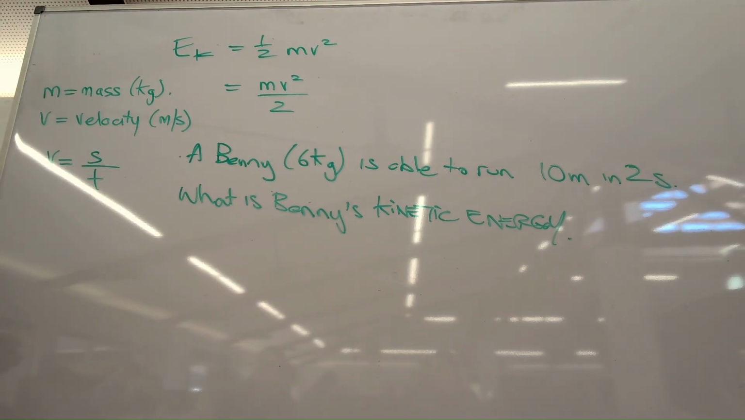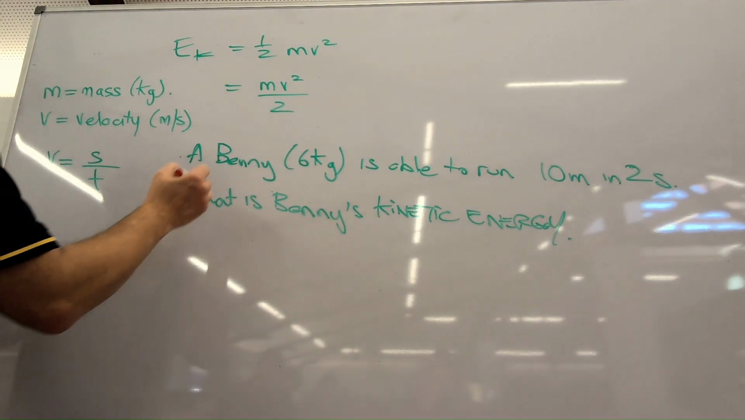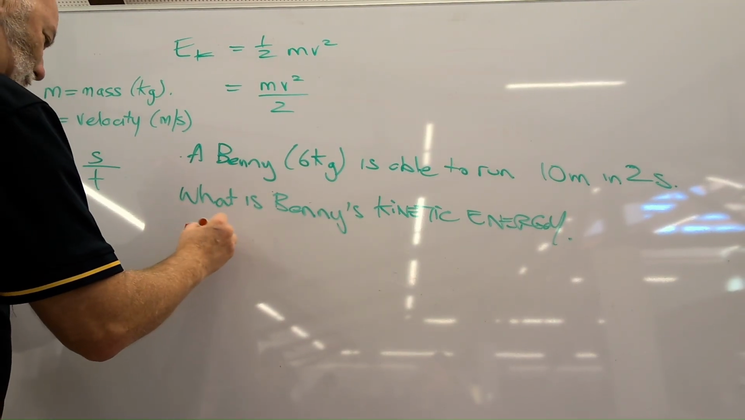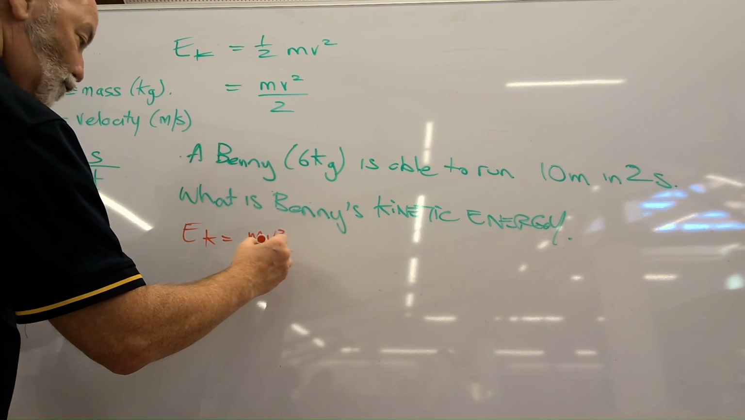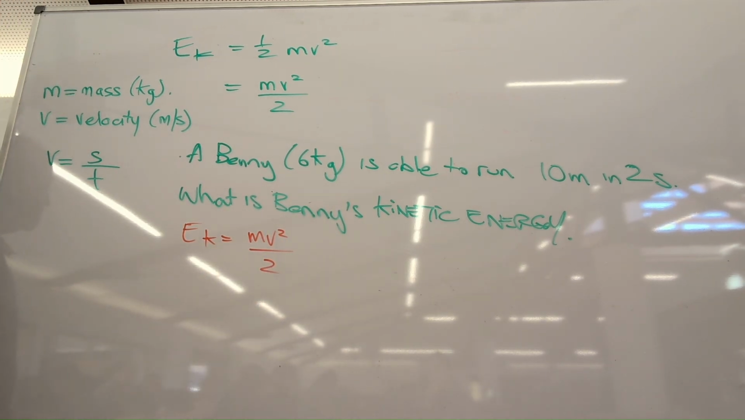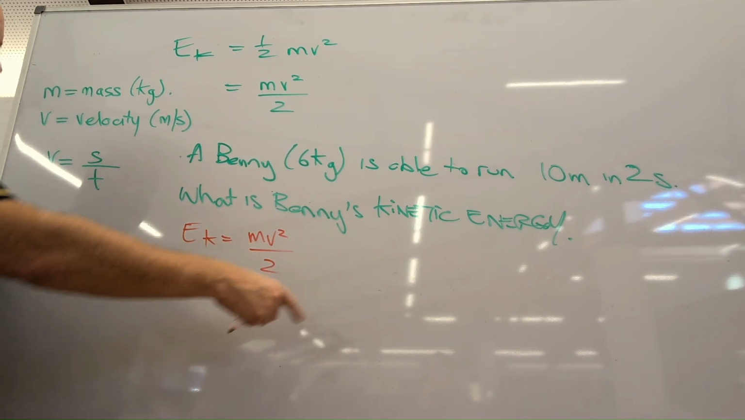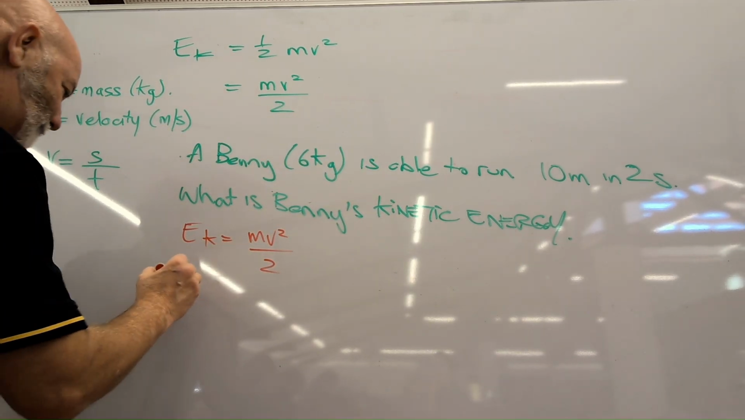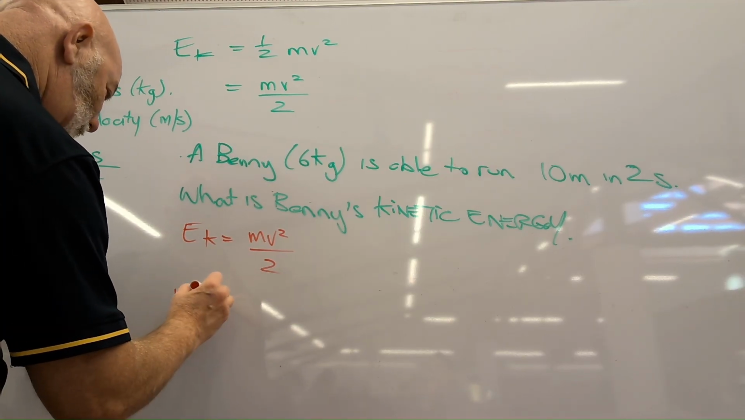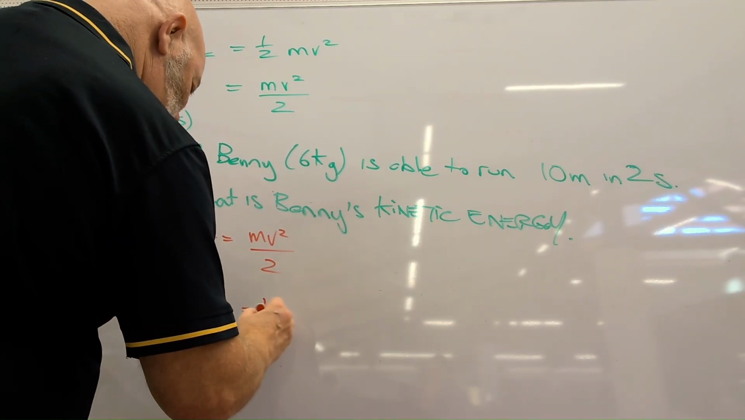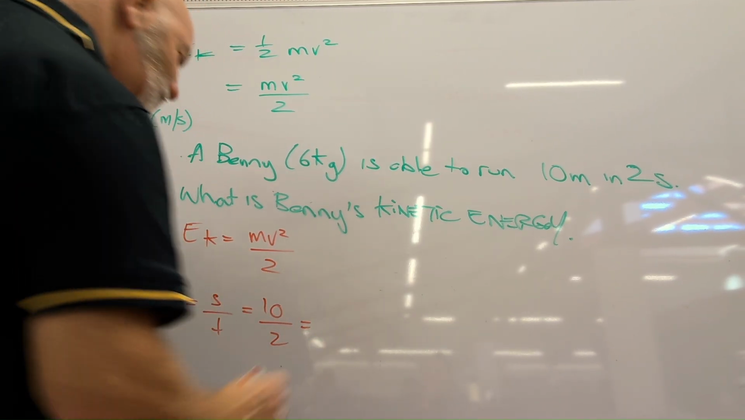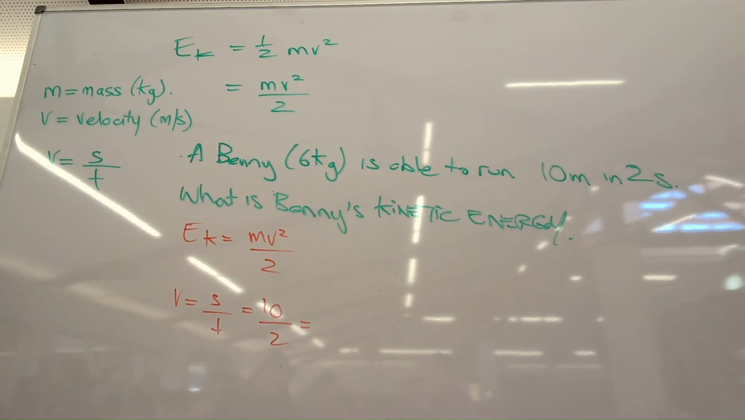So, we know that the equation for kinetic energy is EK equals mv squared on 2. The first thing we need to do is calculate v. We can write that v is s on t, so distance on time. He runs 10 meters in 2 seconds, so his velocity will be 5 meters per second.